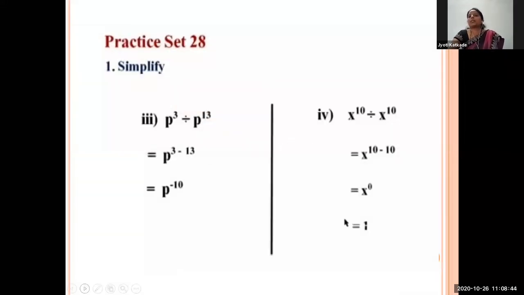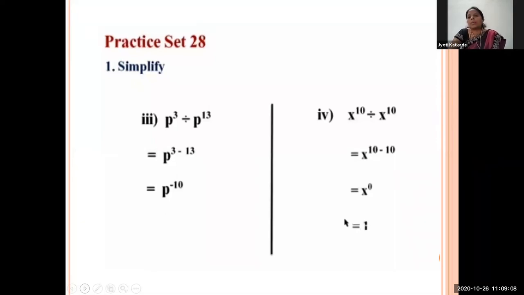Third example is p raised to 3 divided by p raised to 13. Take the subtraction of power because the base is the same, p. Minus the power, p raised to 3 minus 13. We get p raised to minus 10.